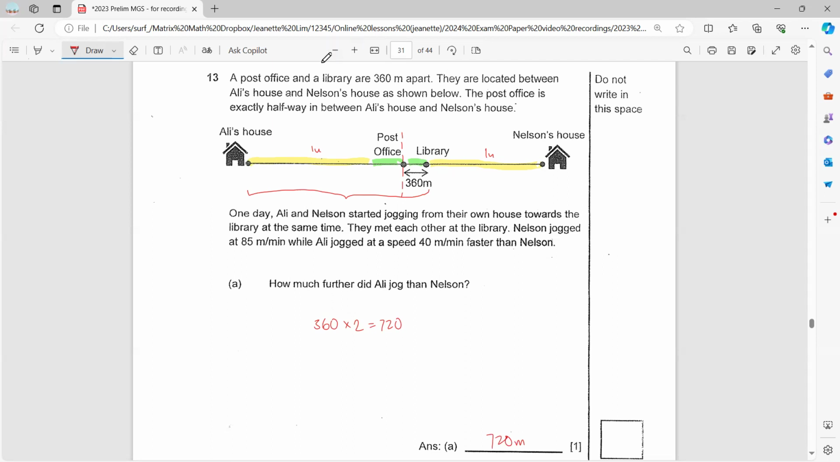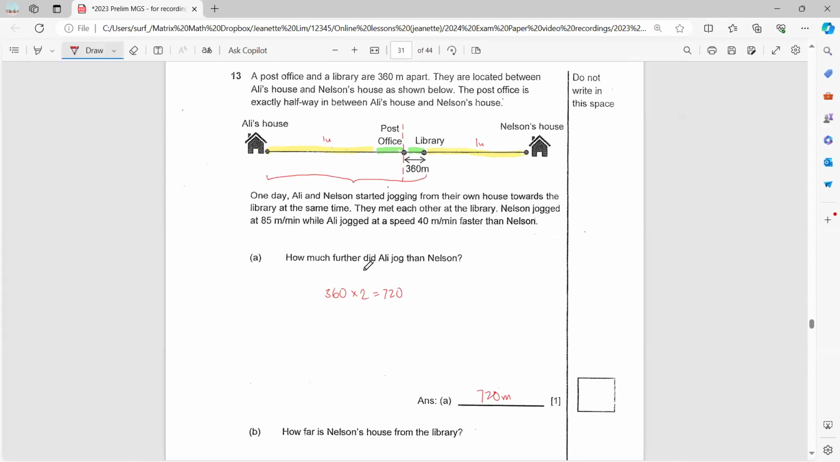So with that, for part B, how far is Nelson's house from the library? Here. So we're trying to find this 1 unit. In the question, they tell us that Nelson is 85 meters per minute. Ali is 40 meters per minute faster. So this 40 meters per minute means in 1 minute, Ali can jog an extra 40 meters. Then we know from part A that Ali jogged 720 meters more than Nelson.